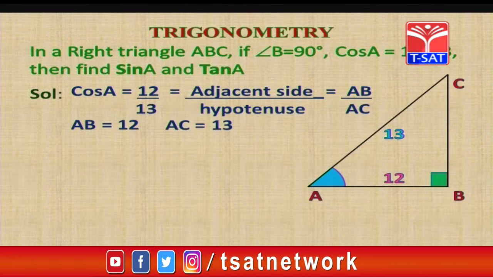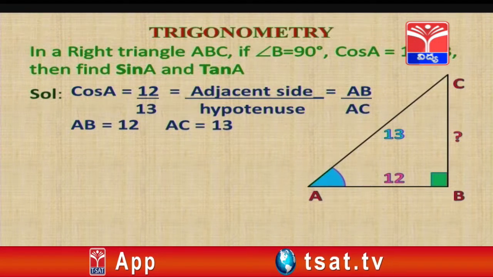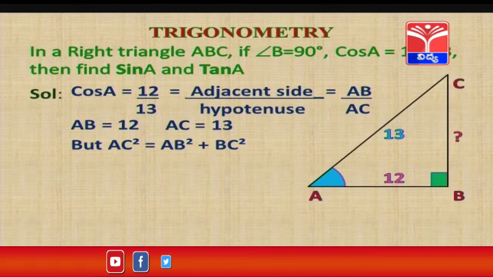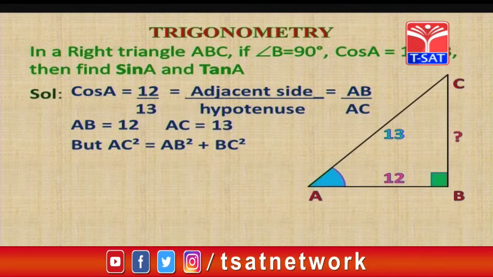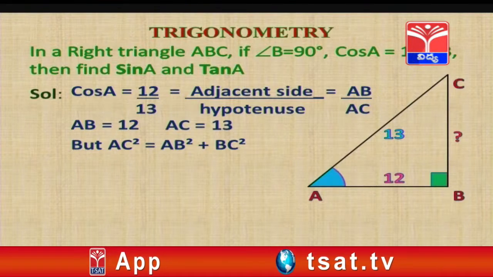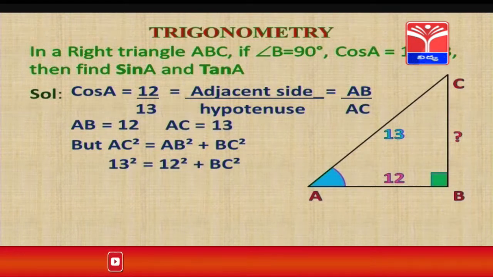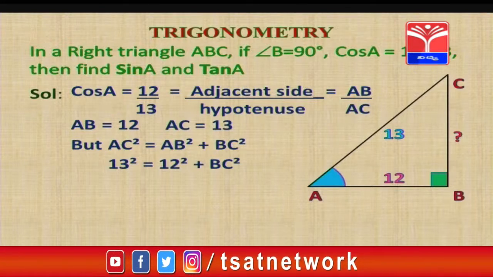So, when you know the base and the hypotenuse, can you find out the opposite side, that is the other side? Here, please see, by using the Pythagoras theorem, I can say that the square of the hypotenuse is equal to the sum of the squares of the other two sides, that is AC square is equal to AB square plus BC square. Now, what is the AC value here? 13. So, I am writing 13 square is equal to, in place of AB I write 12, so 12 square, and BC we do not know, so we write it as it is, BC square.